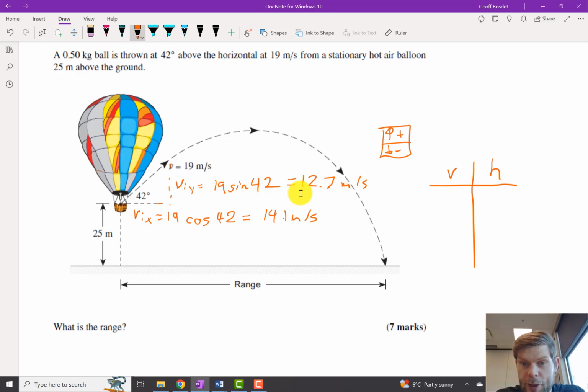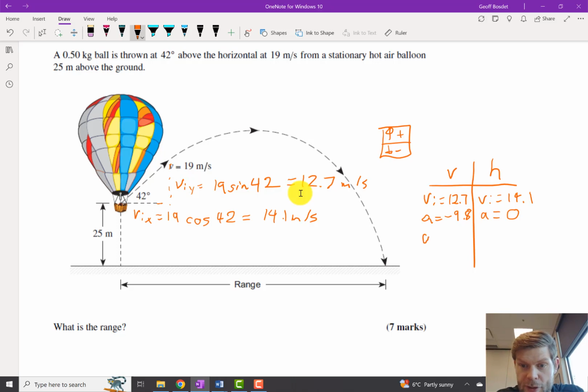So vertically, my initial velocity is 12.7, and that's positive because it's up. And my initial horizontal velocity is 14.1. My acceleration vertically is going to be negative 9.8. And my horizontal acceleration is 0. No side gravity, nothing funny going on there. We're not dealing with air resistance.